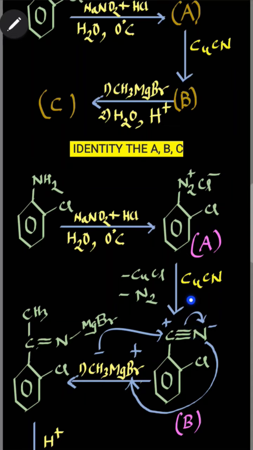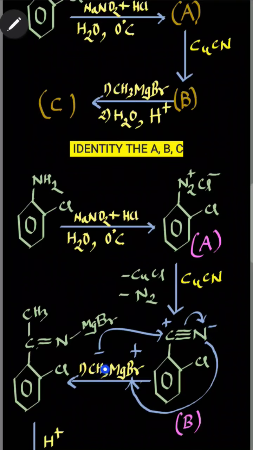Then you will react this B with the Grignard reagent. You know in the Grignard reagent, the magnesium and bromide part, the MgBr part, is positive because Mg is 2 positive and Br is 1 negative. So this whole part is positive and CH3 is negative. So what will happen: the electron pair will shift onto the nitrogen atom in the cyanide group, and this nitrogen will become negatively charged and carbon will become positively charged.